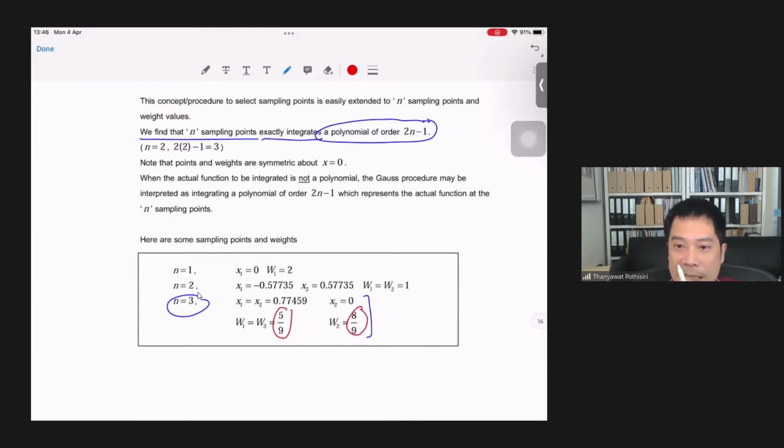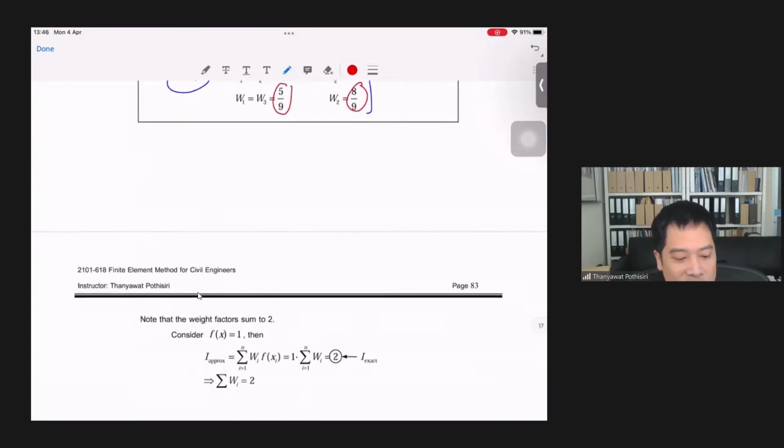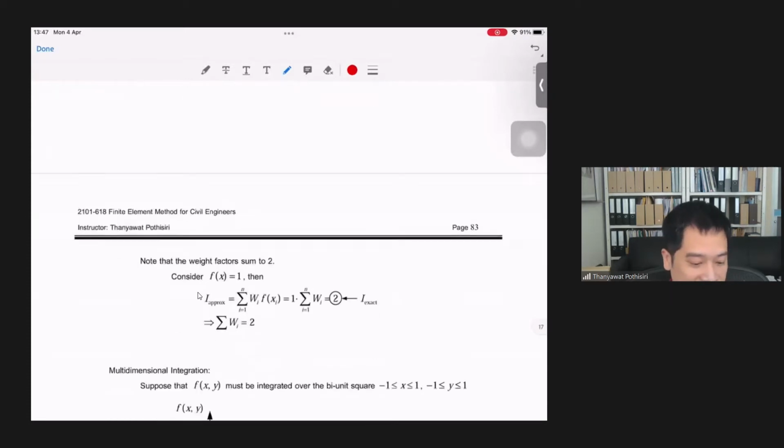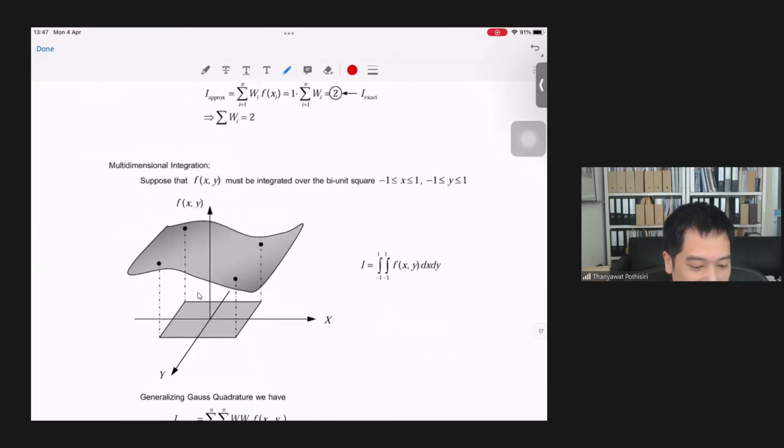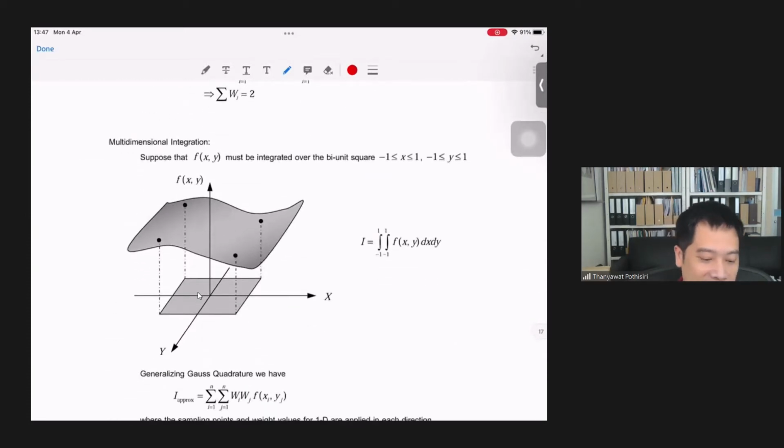All right. So this is the concept of numerical integration in 1 dimension. Now, what about the concept of numerical integration in 2 dimensions? You can take a look at this picture right here. Suppose you are trying to compute this integral right here. Again, we're going to be looking at the integral in each direction, x and y, right?